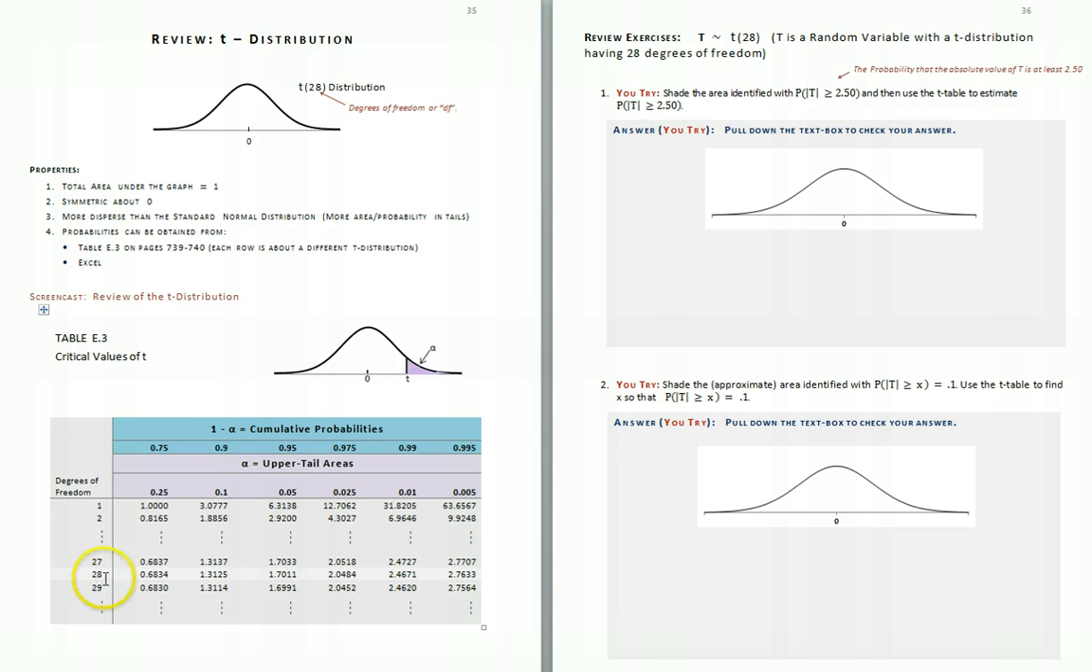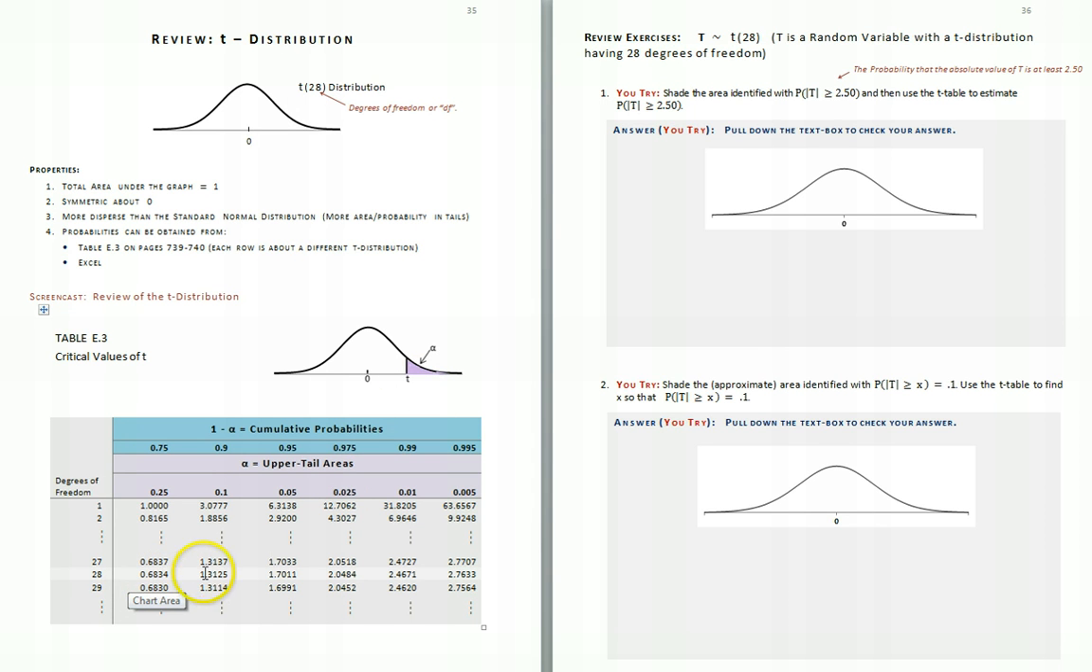What we get from this 28 degrees of freedom row is, to the right of the t-value 0.6834 is a probability of 0.25. So up here in this picture, the t-value would be 0.6834, and the purple area to the right of it would be 0.25.